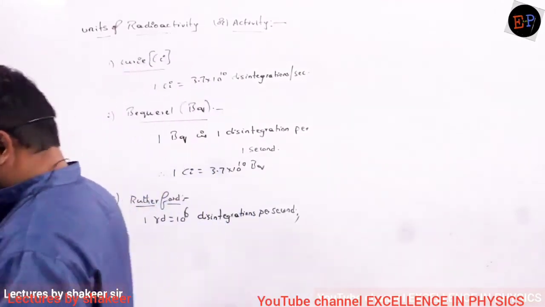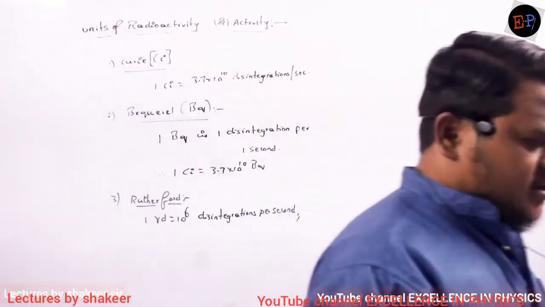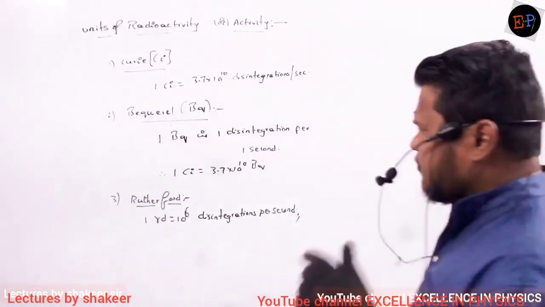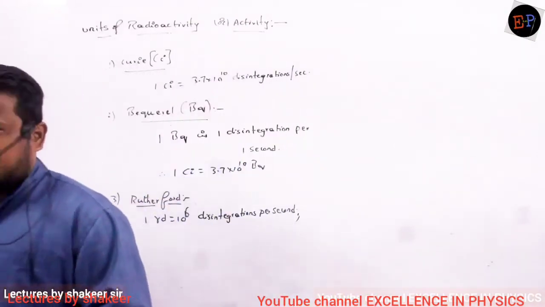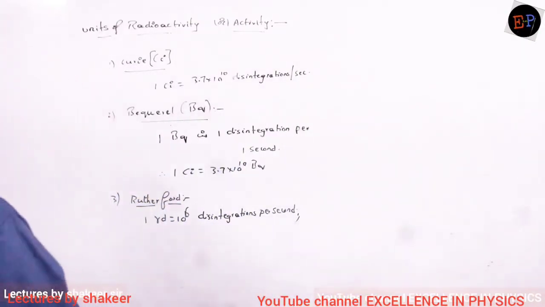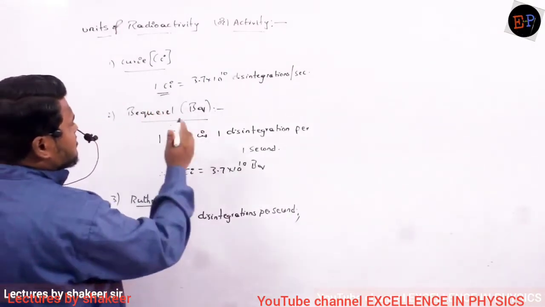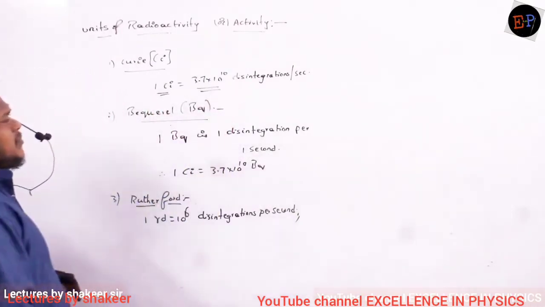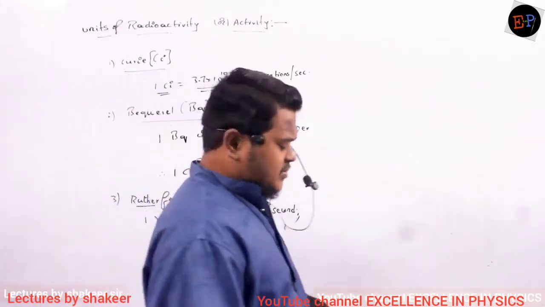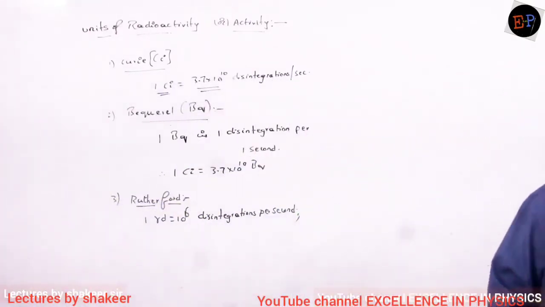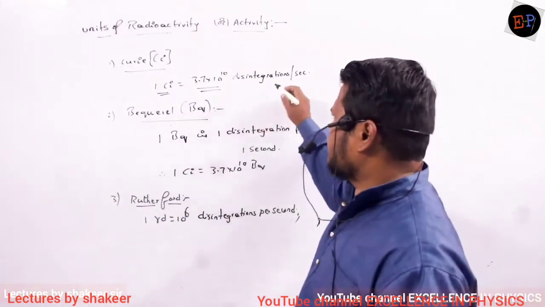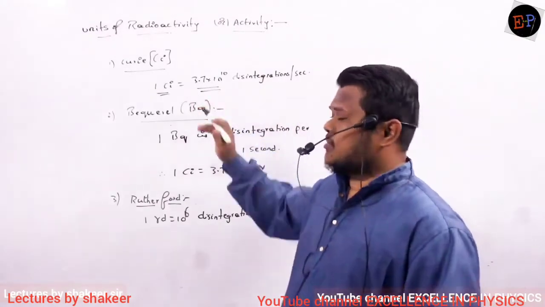Next we are studying the units of activity, or units of radioactivity. The first one which we have to study is the Curie. 1 Curie is equal to how many disintegrations? 3.7 into 10 power 10 disintegrations per second. So if this many atoms are disintegrating in 1 second, then it is called 1 Curie.